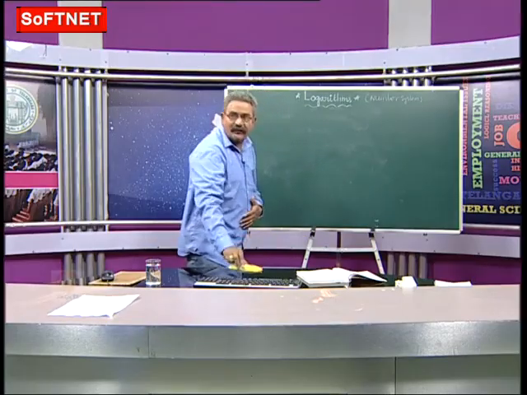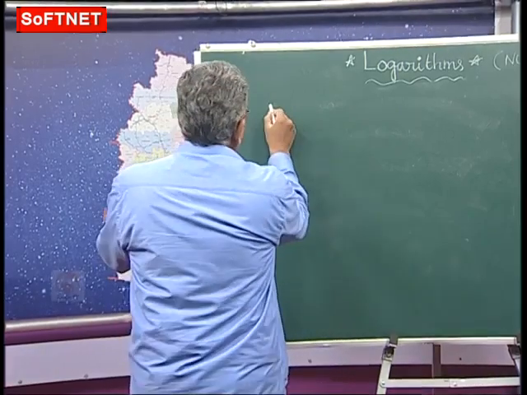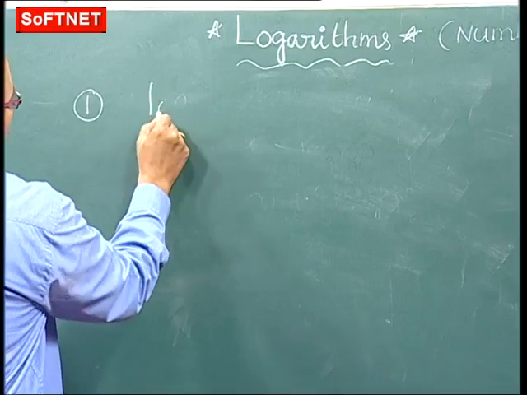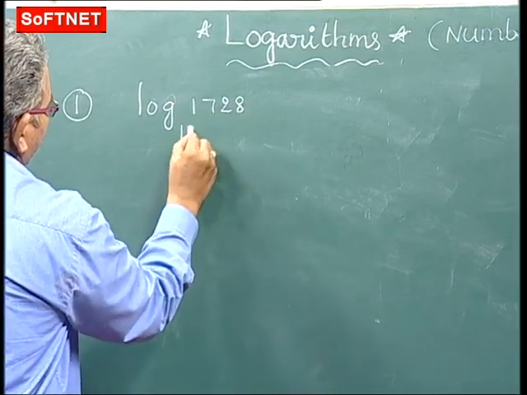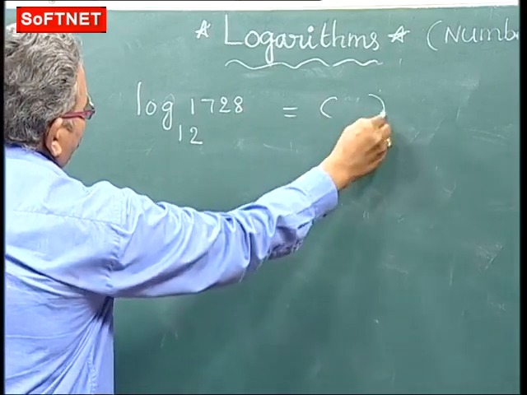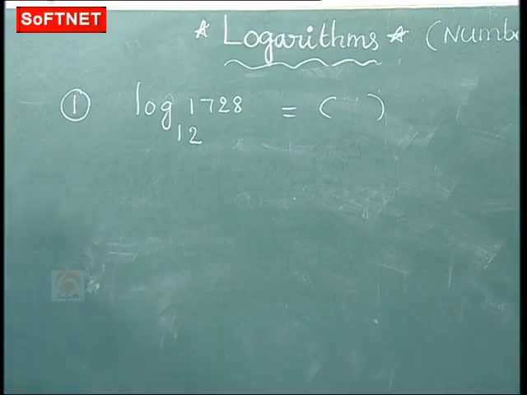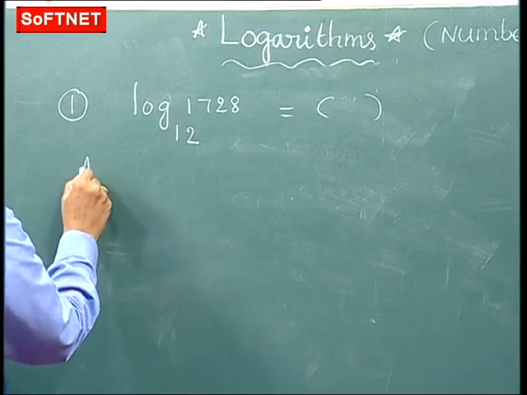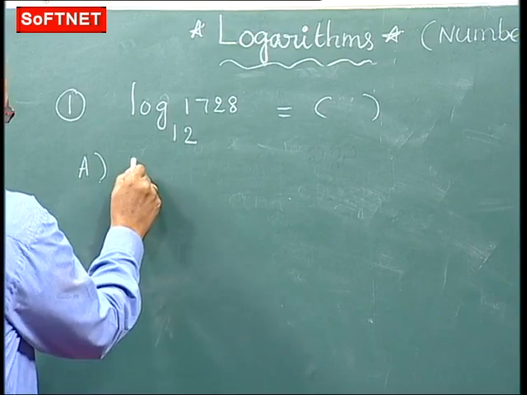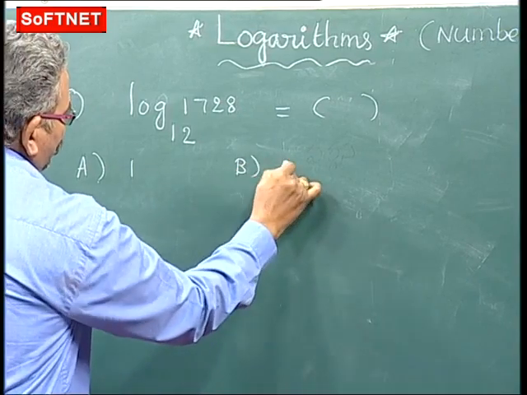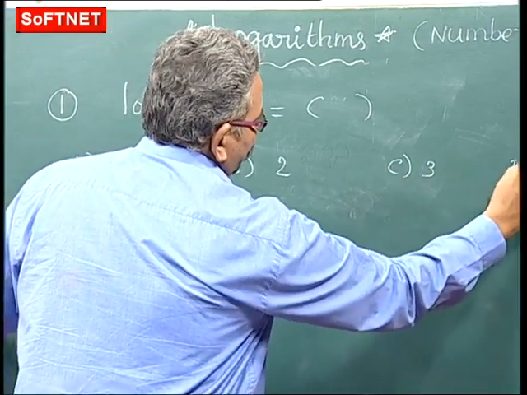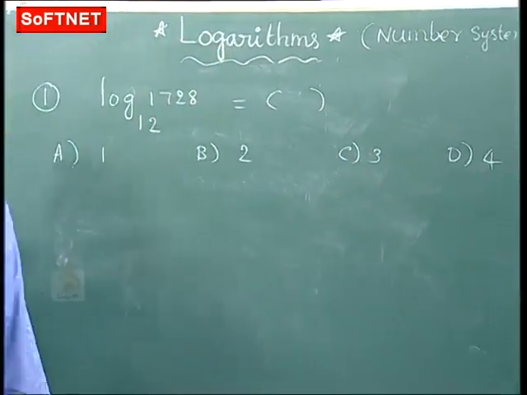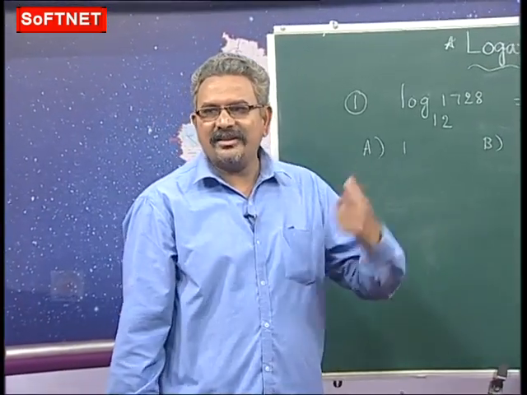So let us note down the first problem. Log 1728 base 12 is equal to, first option 1, 2, 3, 4. So do you expect the answer?